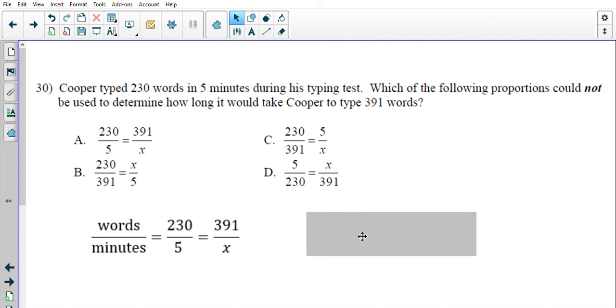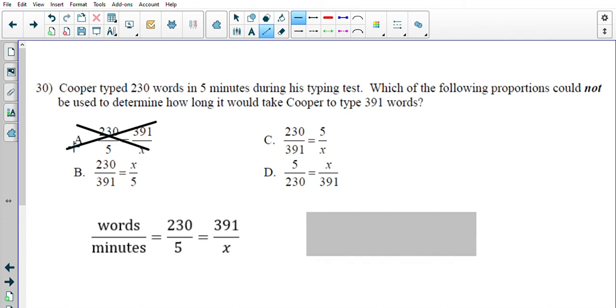Now this one directly matches choice A. So choice A is not the one we're looking for because we're looking for the one that will not work. This one will. Now you might be thinking, well, how do I know which of these ones doesn't work? Here's what I would do. To solve this proportion, you would do 230 times x. Figure out which of these would not involve doing 230 times x to get your solution.